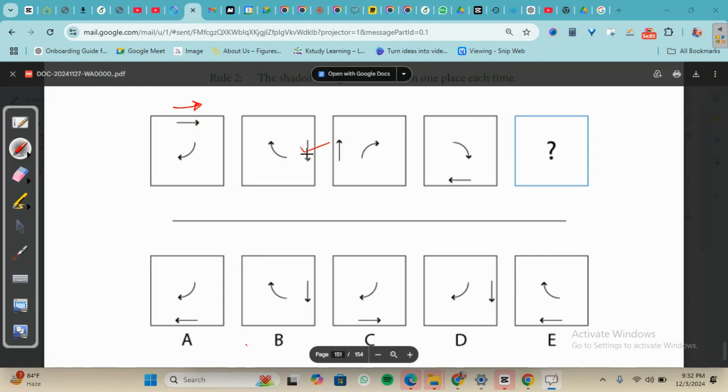Okay. If this arrow moves once, it's going to be here, right? Now, if this arrow moves twice, it's going to be here, right? Now, if it moves three times, one, two, three, it's going to be here. Now, that means for this one, it's going to move four times. One, two, three, four. It will still be at the same position. And that's why it is A. Is that clear to everyone? I should try to break it down clearly. Is it clear, guys?